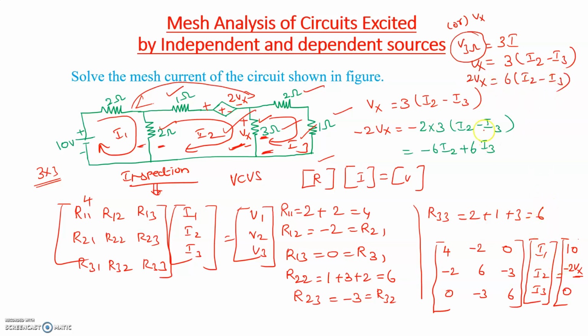So here I have got minus 2Vx, which means minus 6 times (I2 minus I3). I can write it as minus 6I2 plus 6I3. I have to replace the minus 2Vx by minus 6I2 plus 6I3 in the matrix.